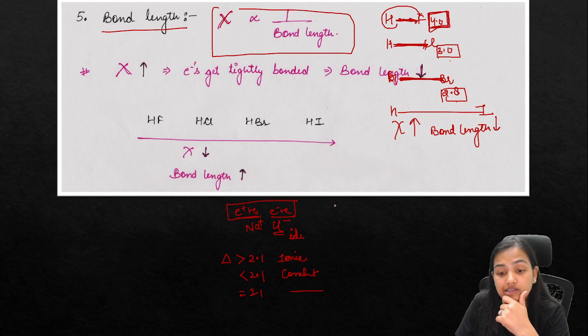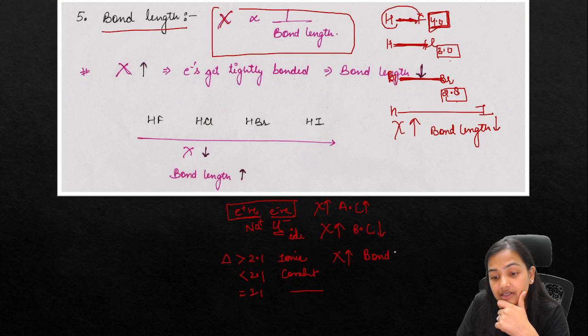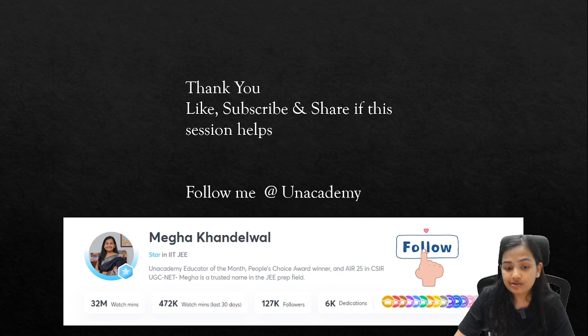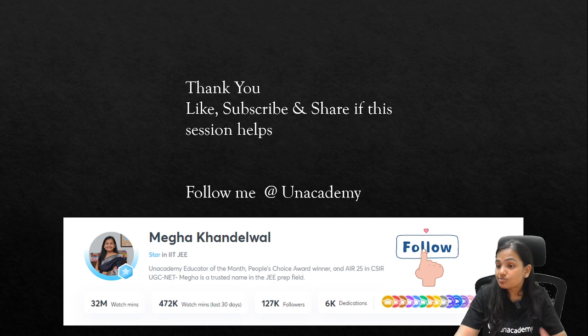And the third point, acidic character: electronegativity increases, acidic character increases. Electronegativity increases, the basic character decreases. And what is the last takeaway from this whole section? Electronegativity increases, the bond length decreases. This is it. Its applications are much more important.